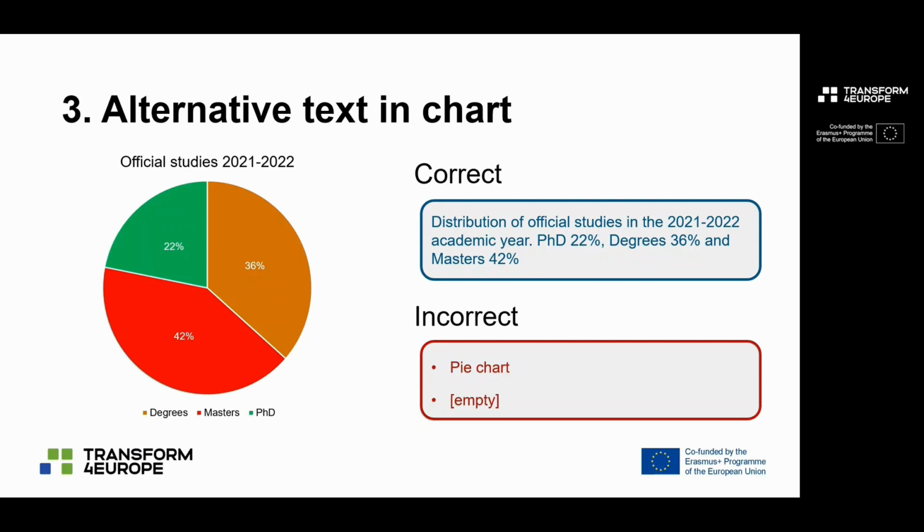Because the alternative text of a chart is very important to blind users, in the description we should include every data or percentage. In this example, the correct alt text could be: distribution of official studies in the 2021 to 2022 academic year, PhD 22%, degrees 36%, and masters 42%. We should not leave a chart undescribed or just describe it by mentioning what type of chart it is.